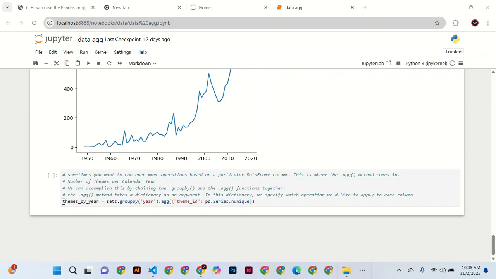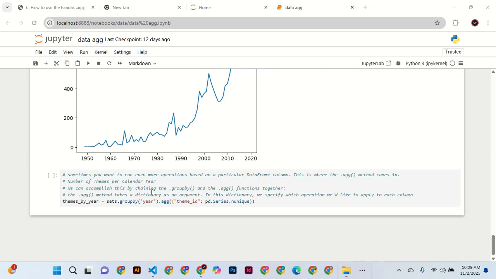So actually, I remember we did not run this in the last lesson, where we were using the aggregate and year. So we group by year, which is a column, and then we aggregate. That is, we get the total number of unique sets for that particular year.